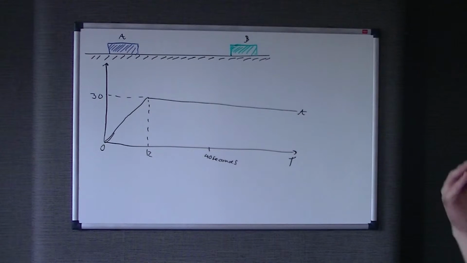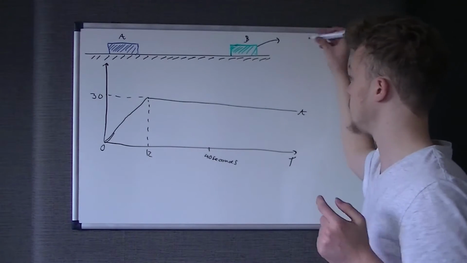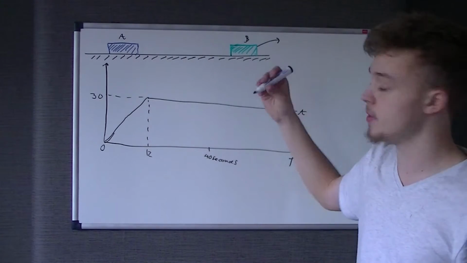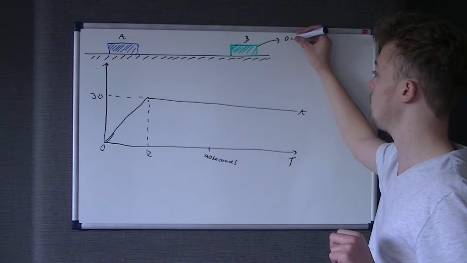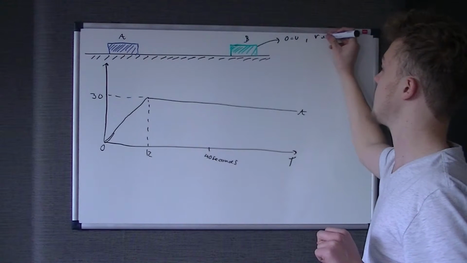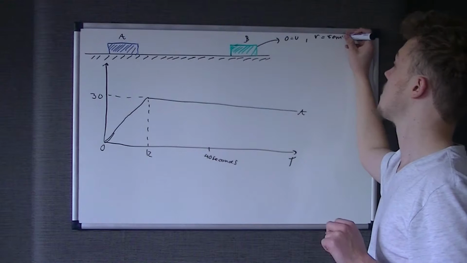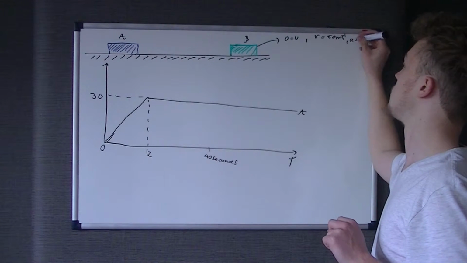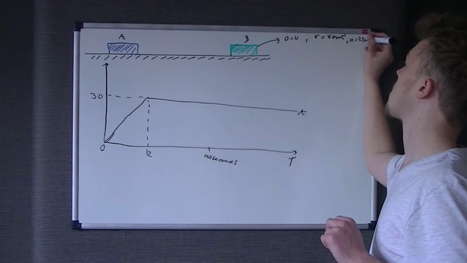Therefore, the gradient of B must also be 2.5 meters per second squared. That's the rate it's accelerating at. So you could do a little SUVAT equation if you wanted to. We're going to be doing this later. So its initial speed u is 0, v is 60 meters per second, and it's accelerating at 2.5 meters per second squared.